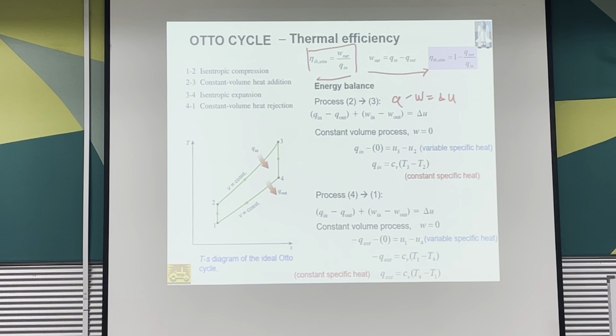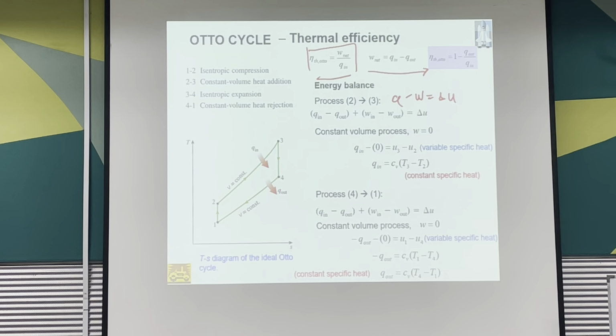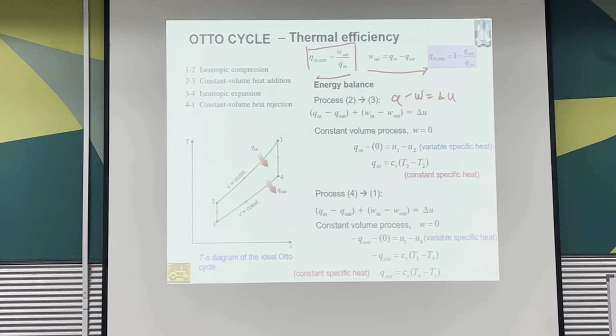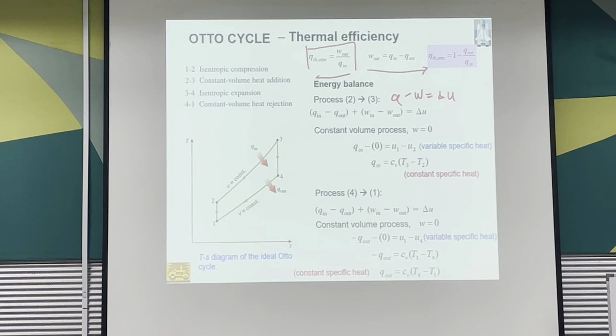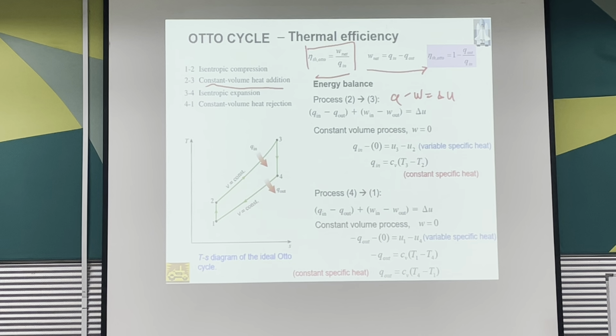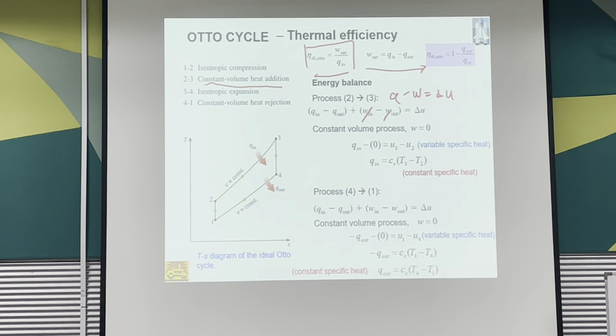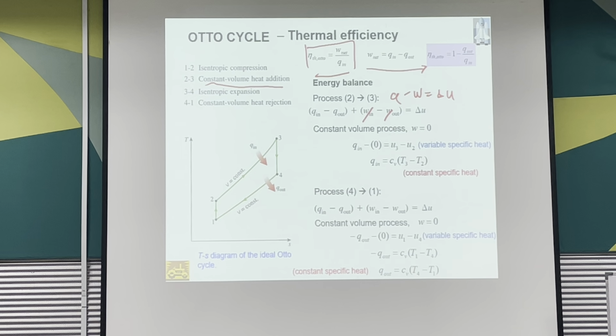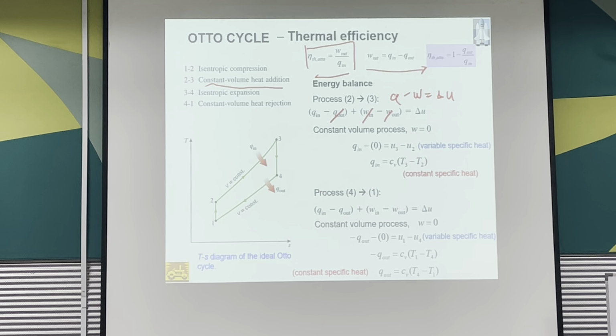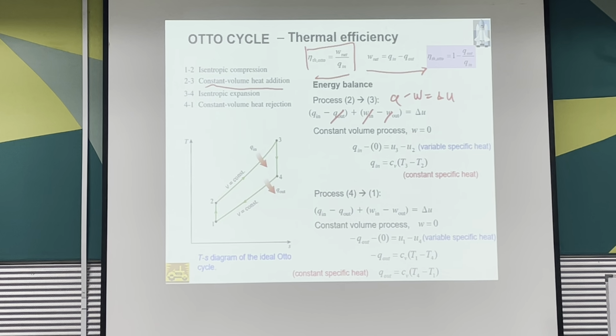And like I said, we want to find Q in and Q out. For the Q in process, it's just a heat addition process. Since we are assuming that it is a constant volume heat addition process, you can cancel work in and work out because there will not be any boundary work. And it is a heat addition process, so you cancel Q out. Essentially you are left with Q in equals U3 minus U2.